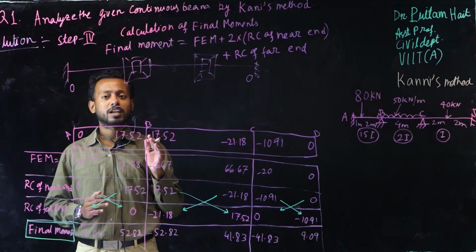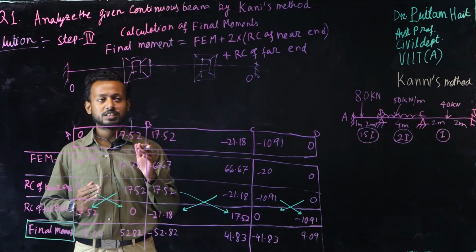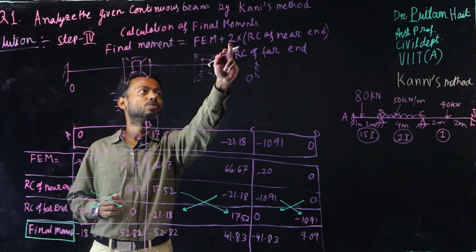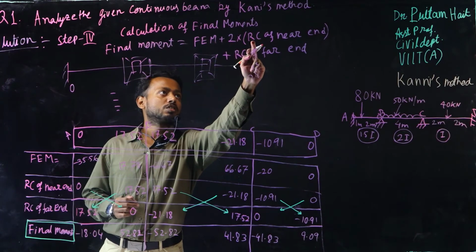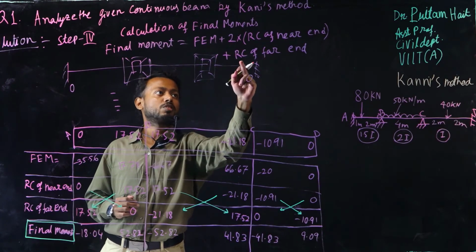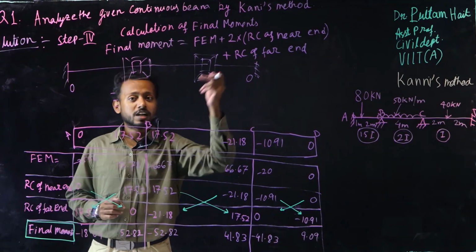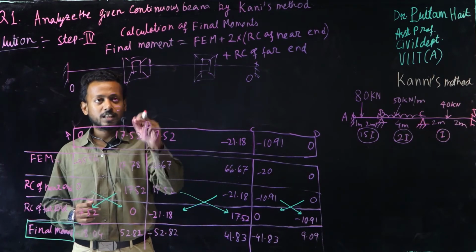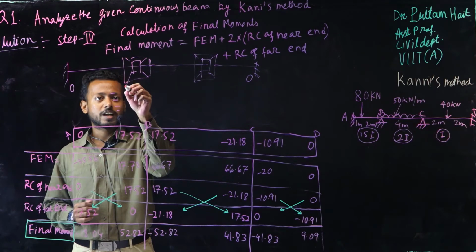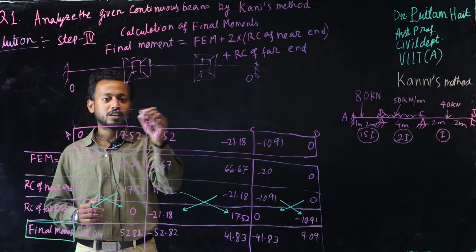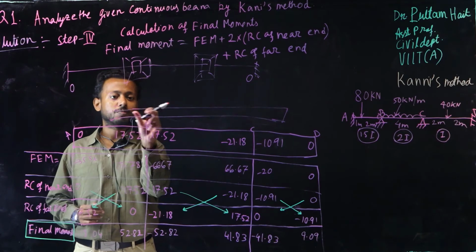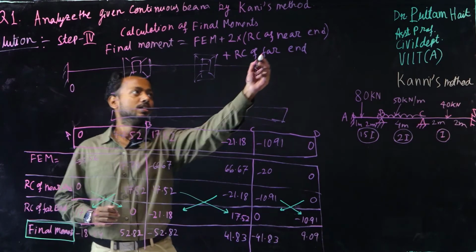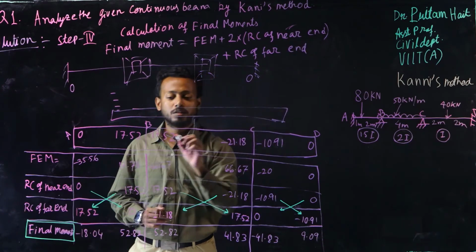The final moment calculation will be very easy. First you add the fixed end moment, then twice the rotation contribution of the near end plus the rotation contribution of the far end. What is the near end and what is the far end? In the box type diagram, at the last line, whatever rotation contribution you have obtained is the near end rotation contribution.